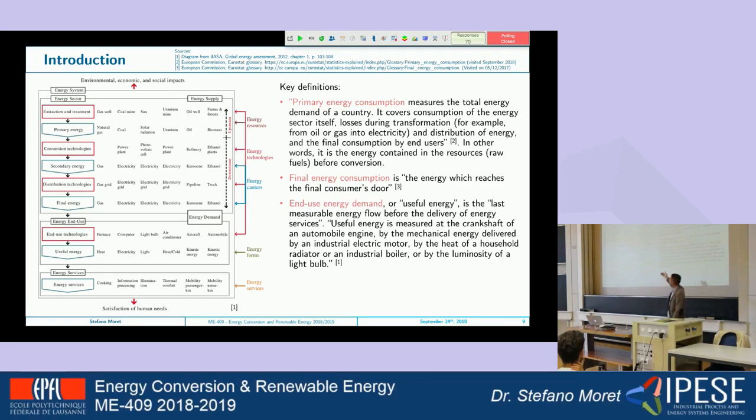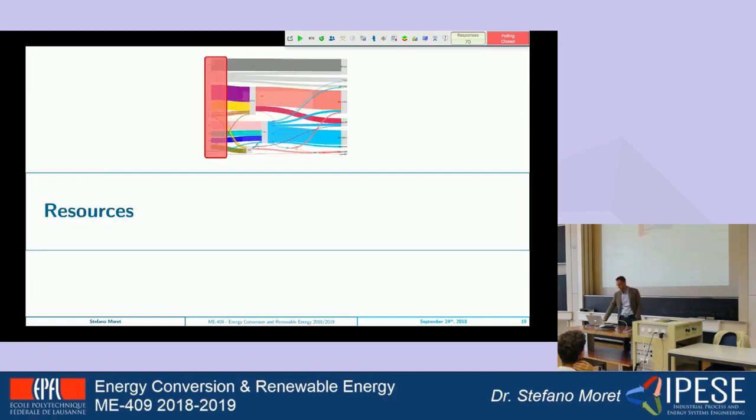And then you go up the chain, up to the resources. And the resources normally are expressed in terms of what is called primary energy. So primary energy, said in simple words, is the energy which is contained inside 1 liter of oil or 1 liter of natural gas at the moment in which you extract it from the well. So these are some definitions that I put there and will be very useful during the rest of the course.